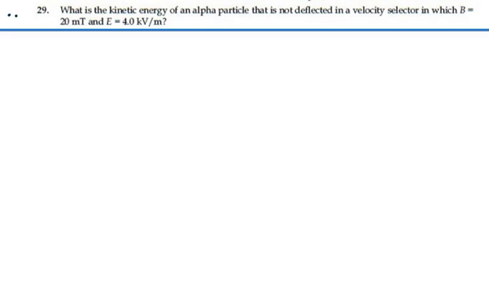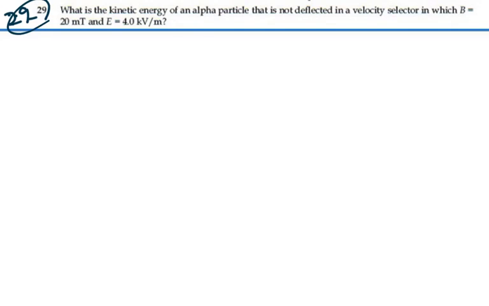Here's problem number 29. What is the kinetic energy of an alpha particle that is not deflected in a velocity selector in which the magnetic field is equal to 20 millitesla and the electric field is 4 kilovolts per meter?